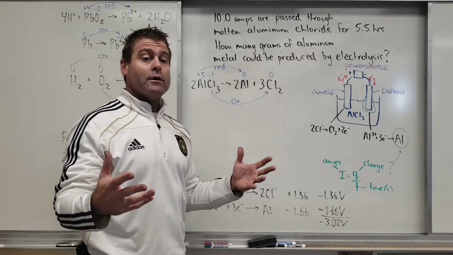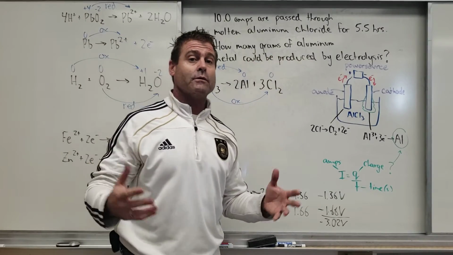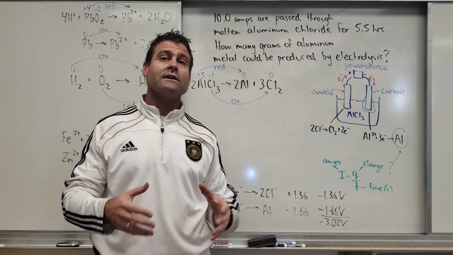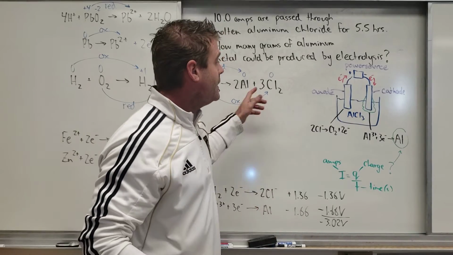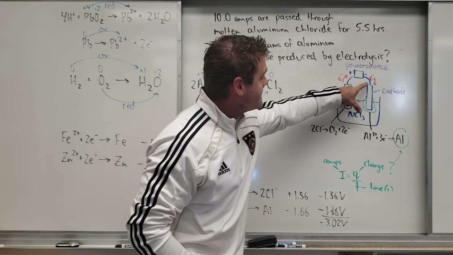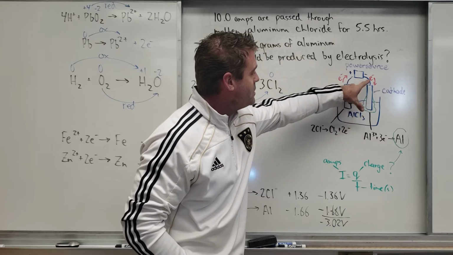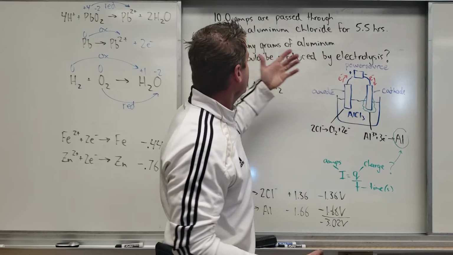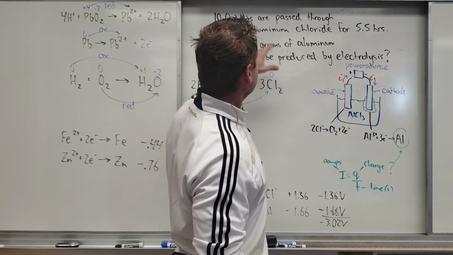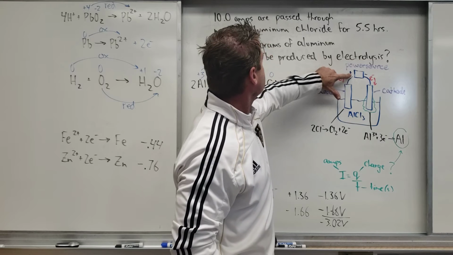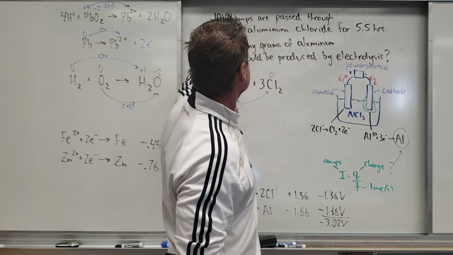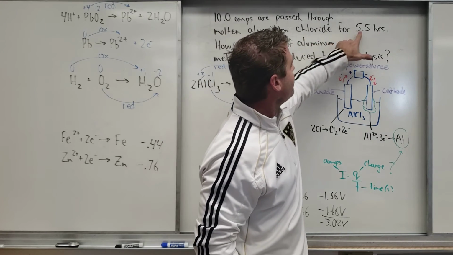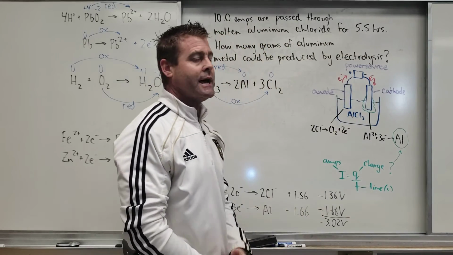So anyways, let's say we could use an electrolytic process. Let's say we're making silverware and we wanted to aluminum coat it. Well, we could use an electrolytic process, and we could put, for example, a spoon or something like that and collect aluminum. The question ultimately is, if this power source is creating 10 amps, it's a 10 amp power source for 5.5 hours, how much aluminum would I produce?